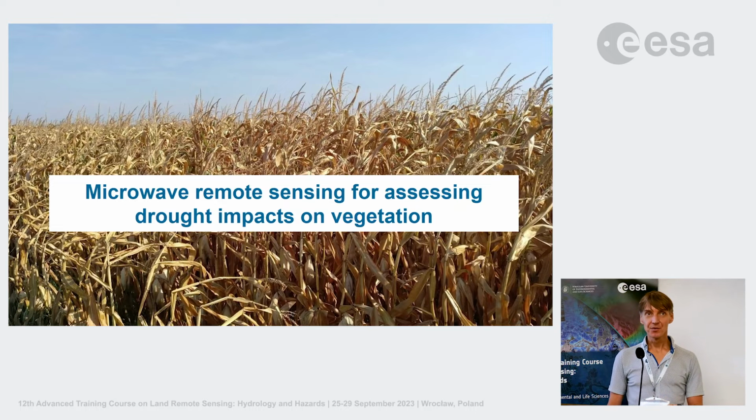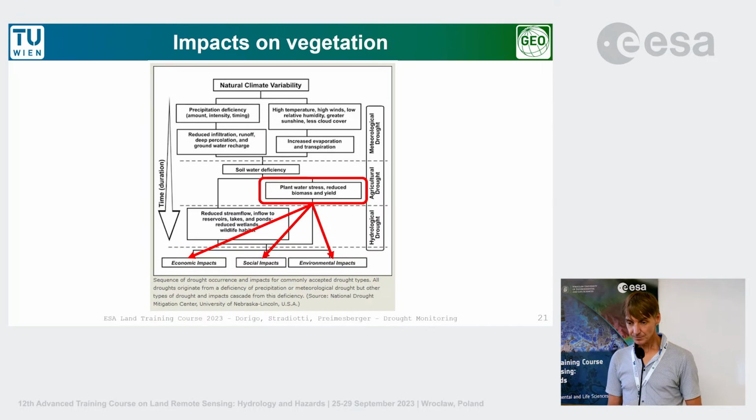So that was more about the methodology, how you can compute a drought index from observations. Now I would like to focus a bit more on what remote sensing can do to assess drought conditions, but also their impacts on vegetation. Impacts on vegetation is not a surprise. So that's somewhere in the category of agricultural drought.